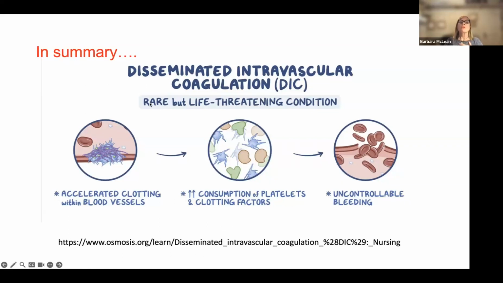For us, I mean, it's not common, but it's frequent that we see DIC. And these 3 big descriptions here: accelerated clotting within the blood vessels and in the microcirculation, uncontrollable bleeding, and an increased consumption of platelets and clotting factors. Really simple to explain, really simple to try to understand, really difficult to do anything about. That's, of course, the real problem.